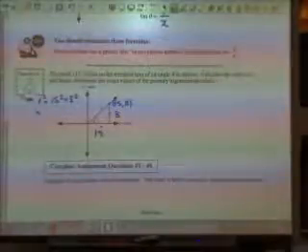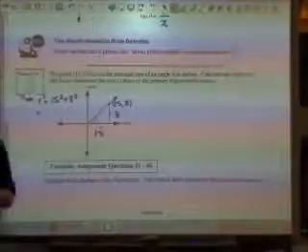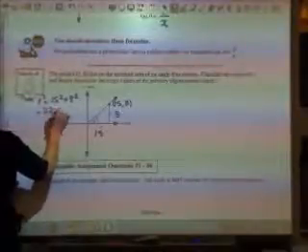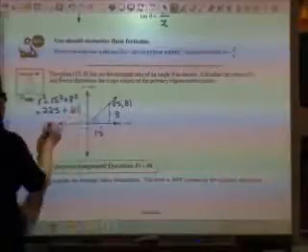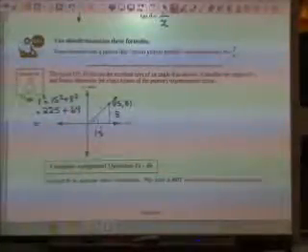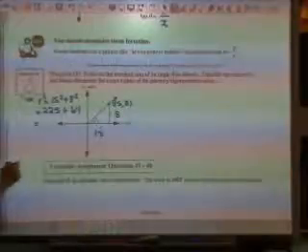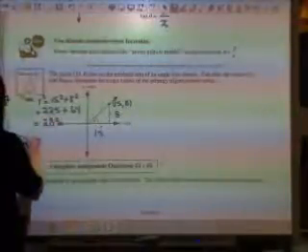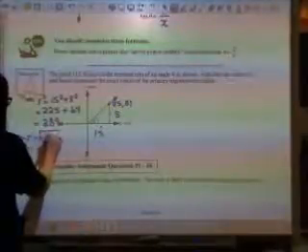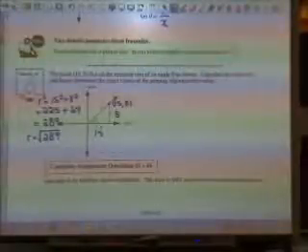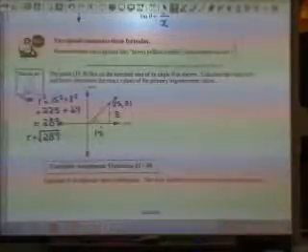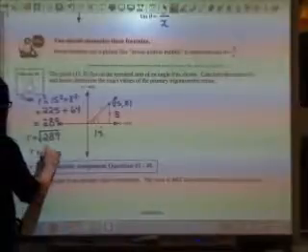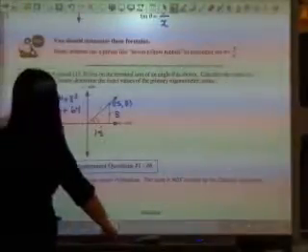What's 15 squared? 225. What's 8 squared? 64. And what is the sum of 225 and 64? 289. So then r would equal the square root of 289. Check to see if 289 is a perfect square. Can I take the square root of it? 17. So then my r value is 17.